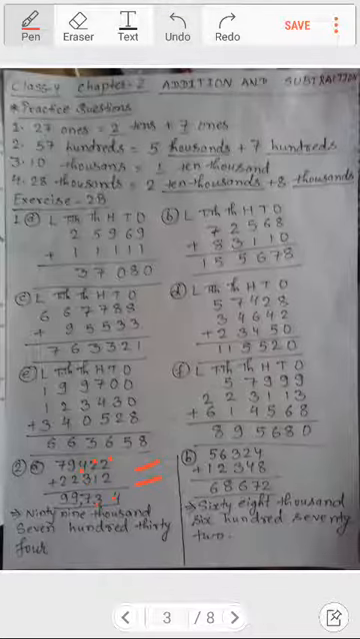Here a mistake has been made. You can correct it at home by yourself. Such mistakes occur while making it. Sometimes it becomes a mistake. That's why after making it you should match the answer.